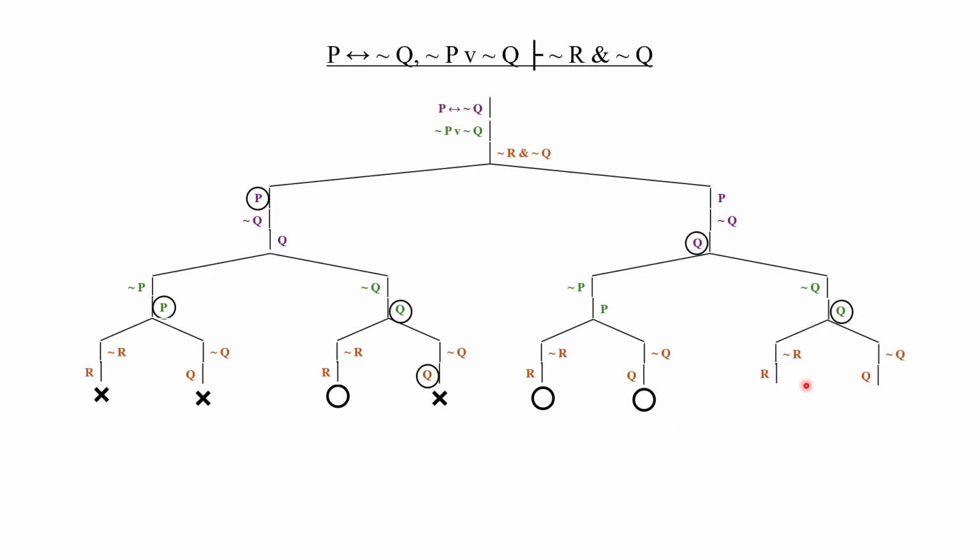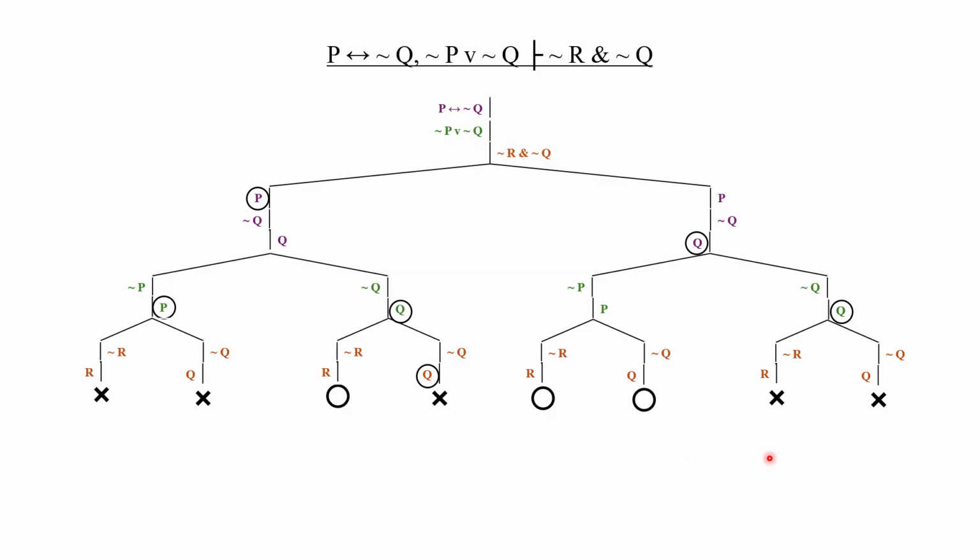Looking at this one, well, I've got a Q on the right and Q on the left, so actually both of these will close because of the same contradiction. So those two will close. Now we just have multiple branches that are open.